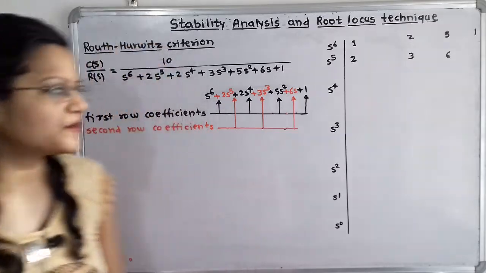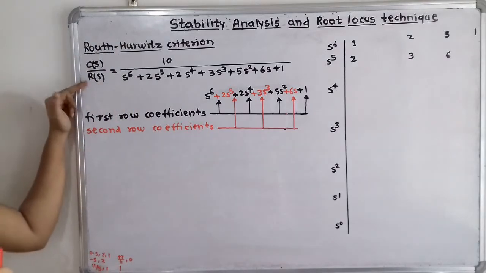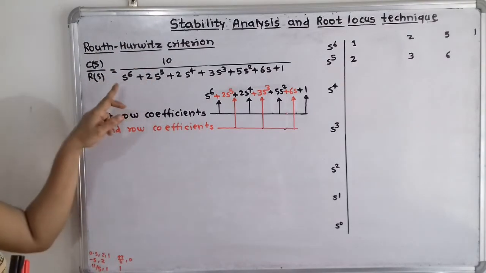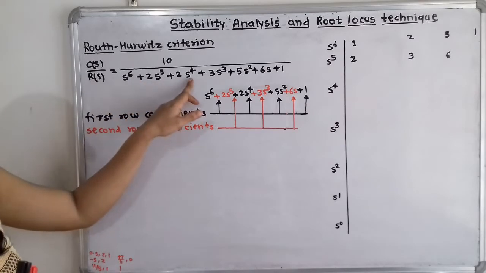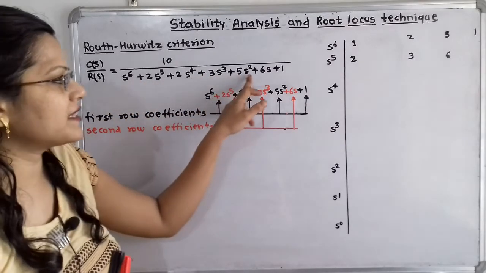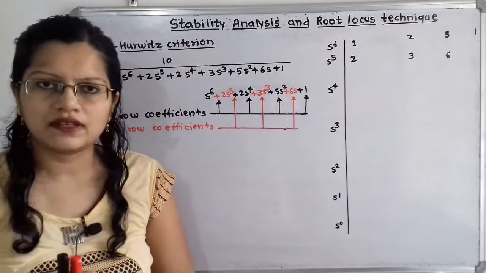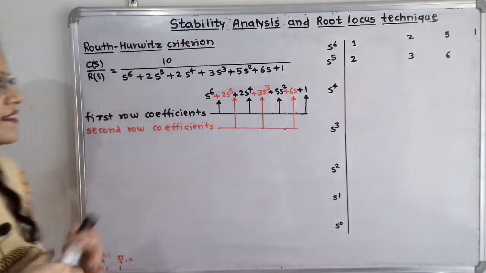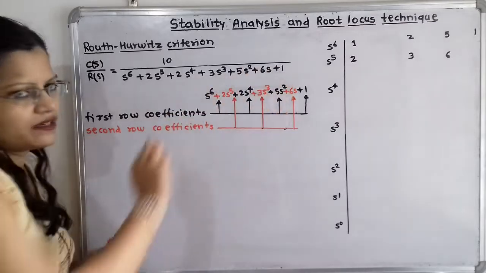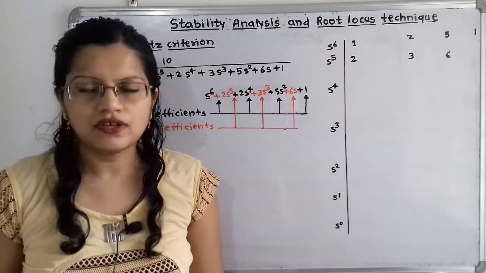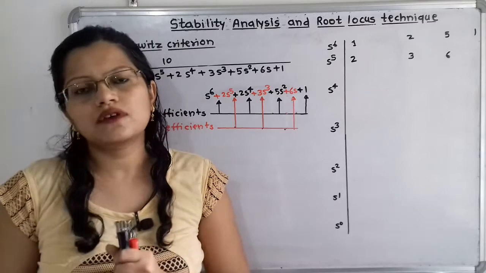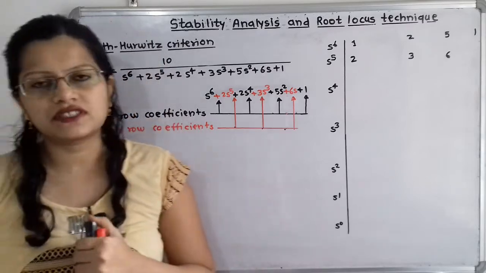So the closed loop transfer function C of s by R of s is equal to 10 divided by s raised to 6 plus 2s raised to 5 plus 2s raised to 4 plus 3s cube plus 5s square plus 6s plus 1. We have to take the characteristic equation as this denominator, and this is the higher order characteristic equation. So what is the first step to analyze the stability for this equation?